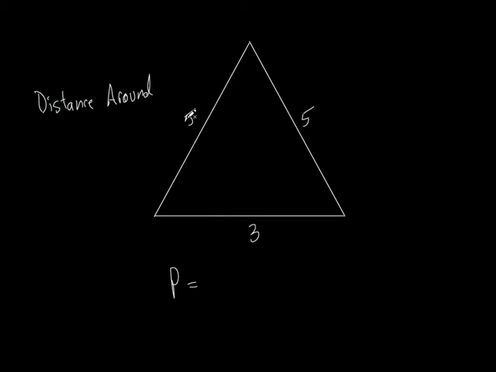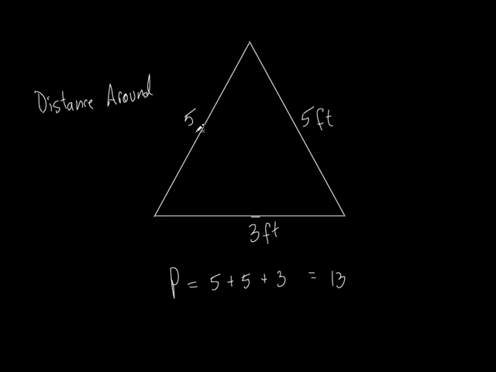So if I wanted to think about it as walking around this thing, this is 5, and this is 3. What do we do with all those distances? Just add them up. That's it. Okay? So 5 plus 5 plus 3. That's easy. That's 10, that's 13.